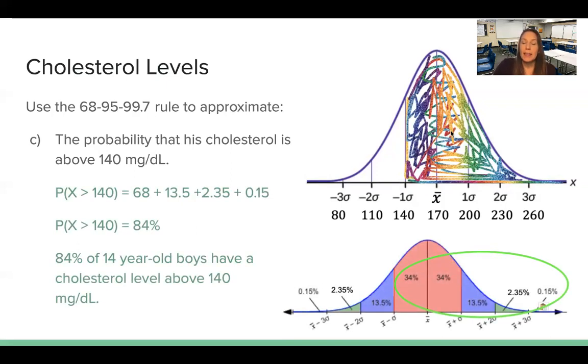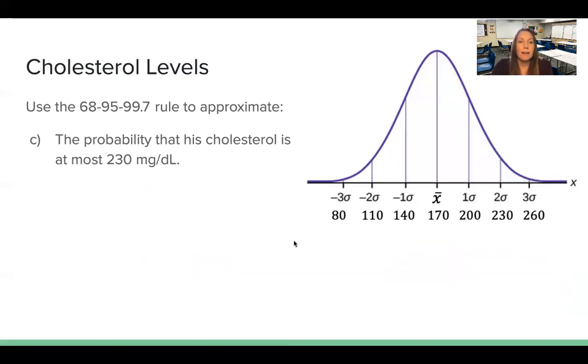So I know that since I'm using this whole area that is one standard deviation away, I can use 68%, and then I'll add my 13.5, then I'll add my 2.35, and then I'll add my 0.15 to get all of the areas that are above that 140 milligrams per deciliter. So the probability of a 14-year-old boy having a cholesterol level that's above 140 milligrams per deciliter would be 84%.